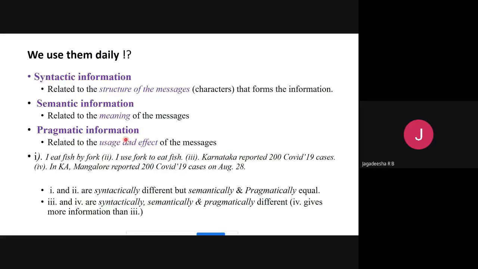So the meaning is different, and also the effect is different, because here it says on a particular place we have 200 on a particular day. Here it just says roughly 200 cases, on which day we don't know. So the effect is also different. This is more detailed, so it gives you more clear information. So these are the ways in which we can classify the information under these three filters. These are the things we do every day.